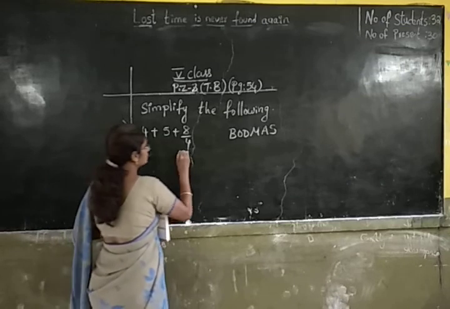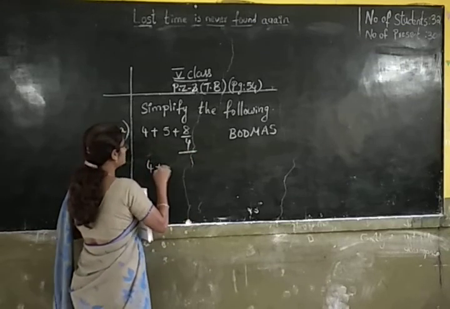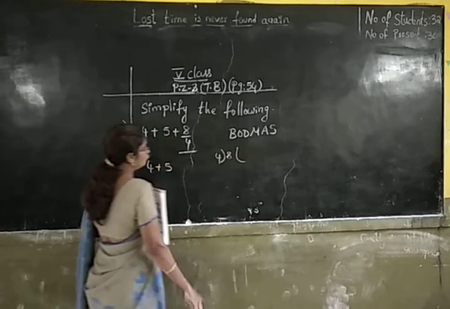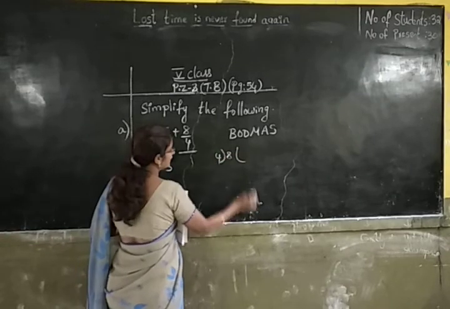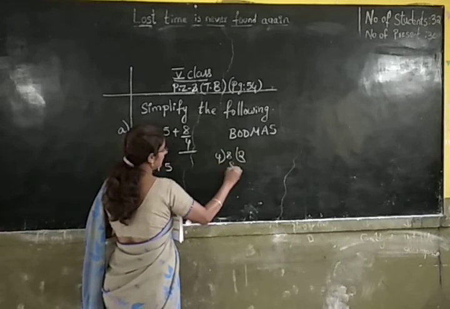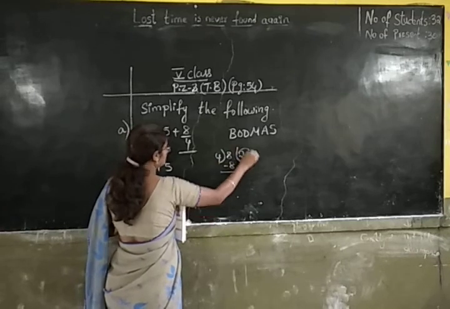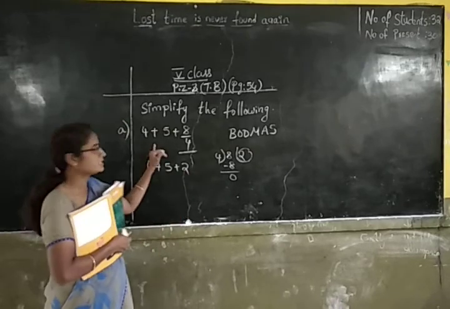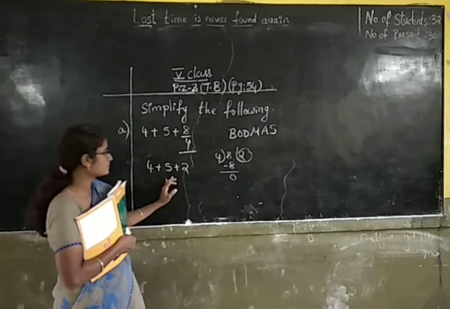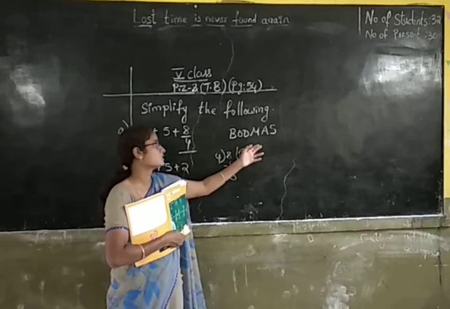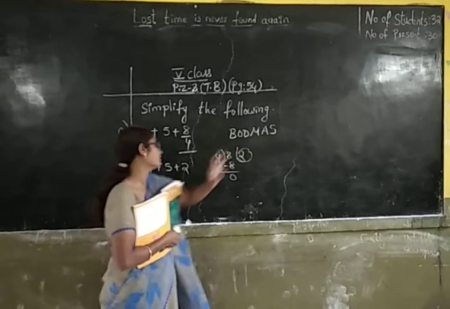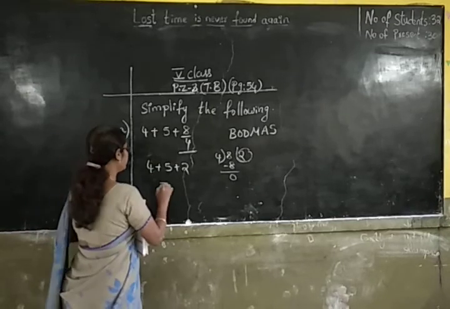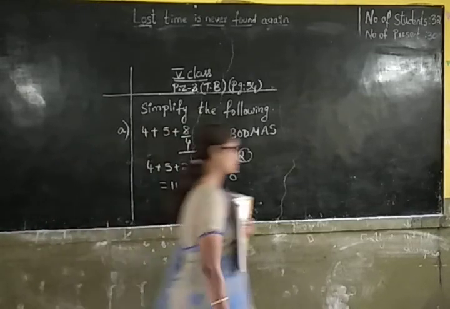So first let us solve this one. 4 plus 5 plus 8 divided by 4. 4 goes in 8 how many times? 2 times. 2 fours are 8. So here the answer is 2 plus 2. Now after doing the division we have to add these terms, because after division there is no multiplication. So we have to do addition. So 4 plus 5 is 9 and 9 plus 2 is 11. So 11 is the answer.